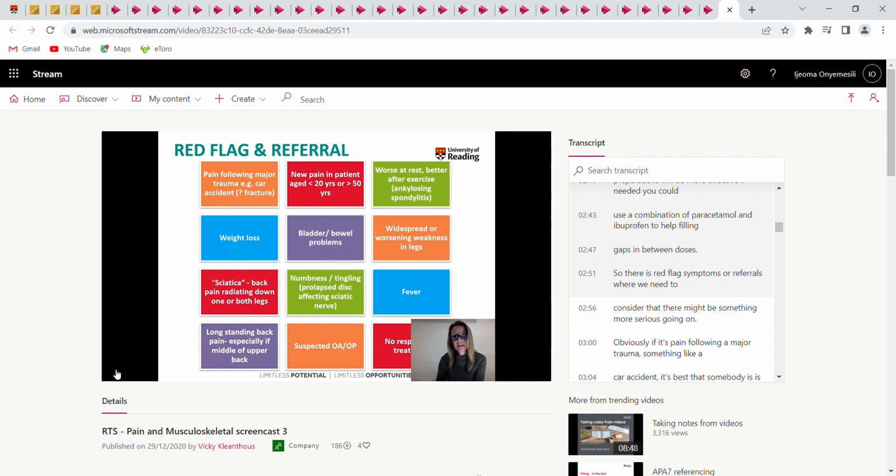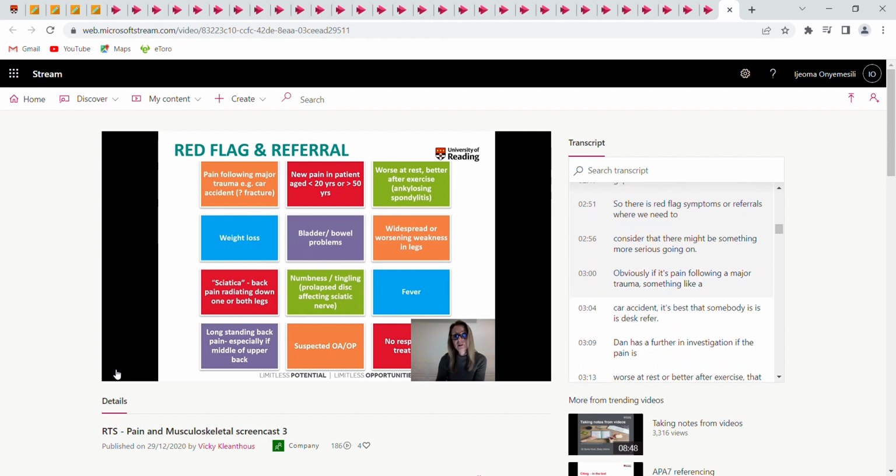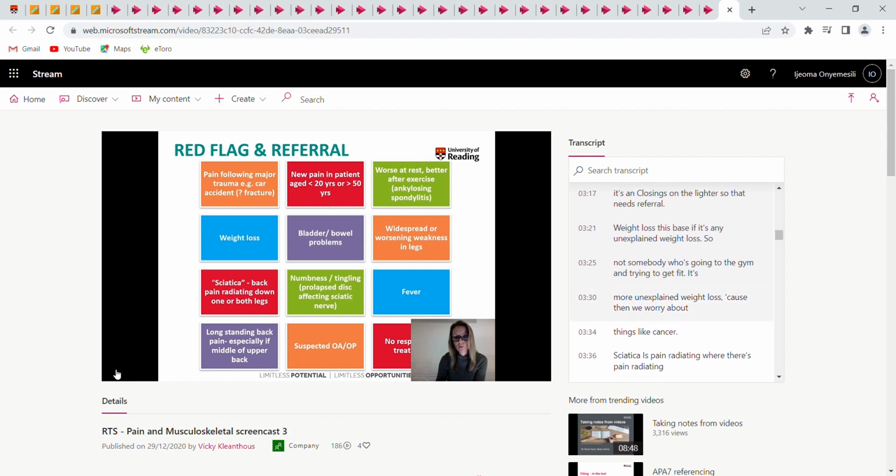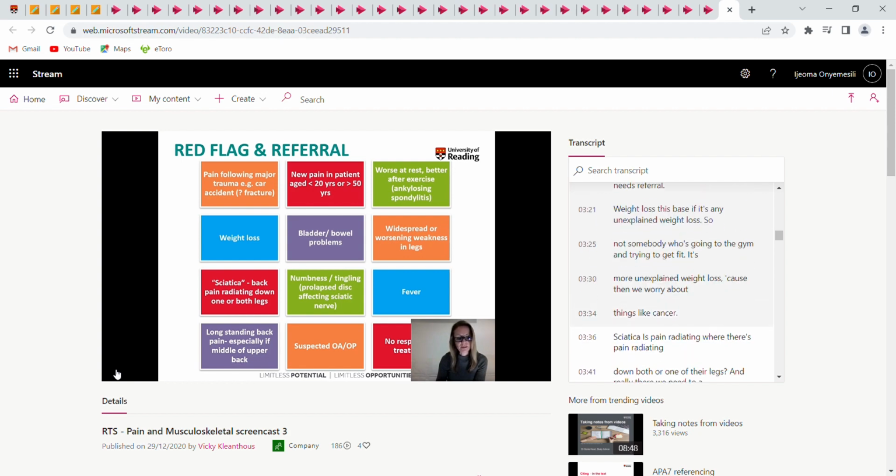So those are red flag symptoms or referrals, where we need to consider that there might be something more serious going on. Obviously, if it's pain following a major trauma, something like a car accident, it's best that somebody gets referred and has further investigation. If the pain is worse at rest or better after exercise, that could indicate ankylosing spondylitis, so that needs a referral. Weight loss: if it's any unexplained weight loss, so not somebody who's going to the gym and trying to get fit, it's more unexplained weight loss, because then we worry about things like cancer.